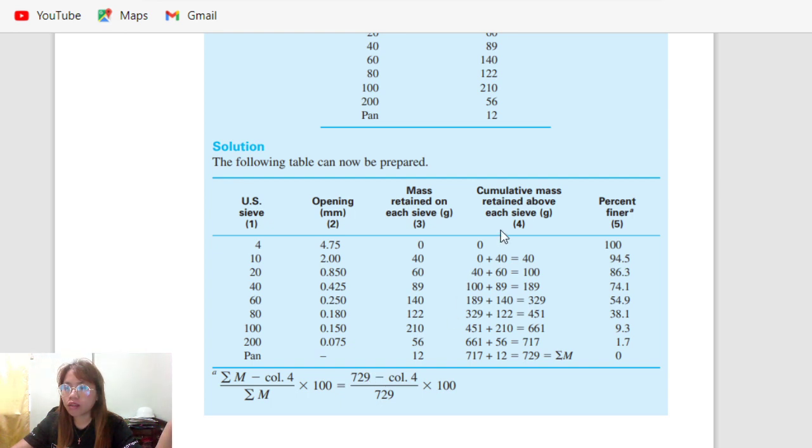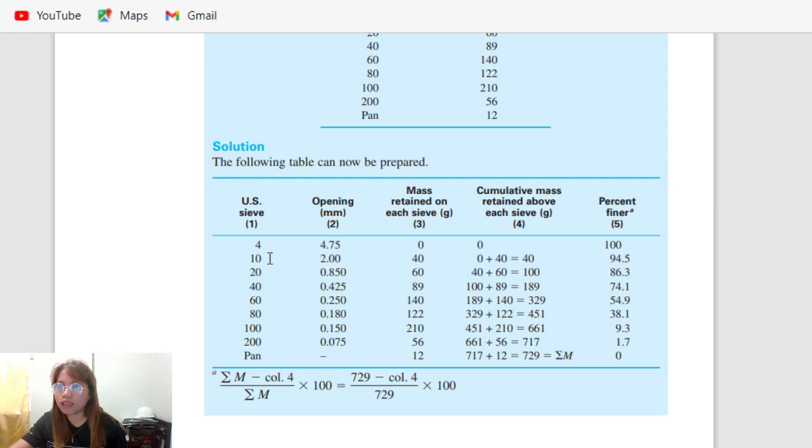So for the column 5, that is 729 grams minus column 4, that is 0, divided by 721 times 100, no? That is why 100. The meaning of this 100 is 100% of all the soil passed this number 4 sieve.